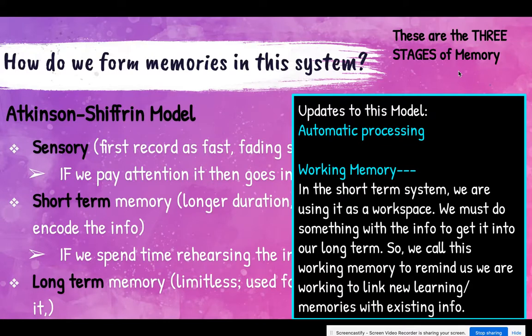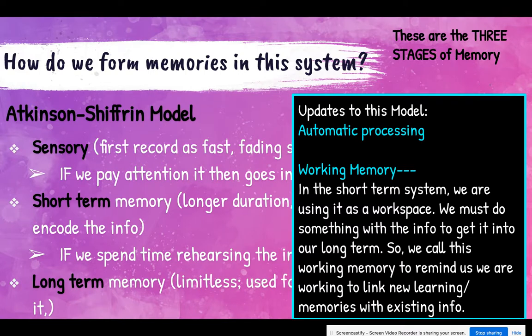Well, one update is that this model doesn't really account for automatic processing. We know that our brains automatically process some things, meaning you don't really have to spend time getting it from short-term into long-term. It just sort of goes there. The other update would be working memory. So short-term memory and working memory, we're going to kind of think of as going hand in hand.